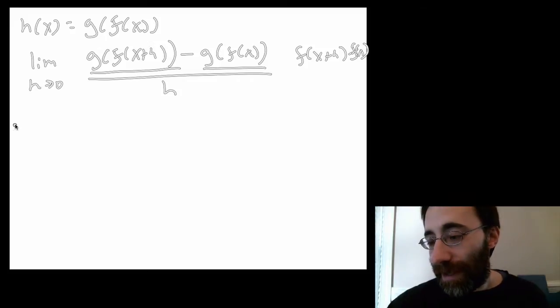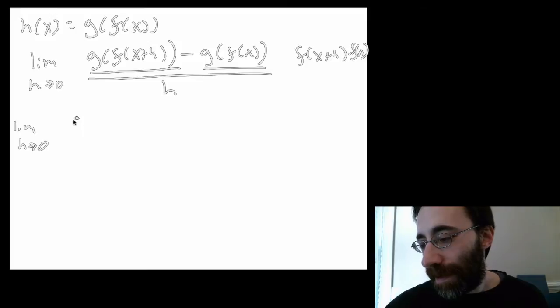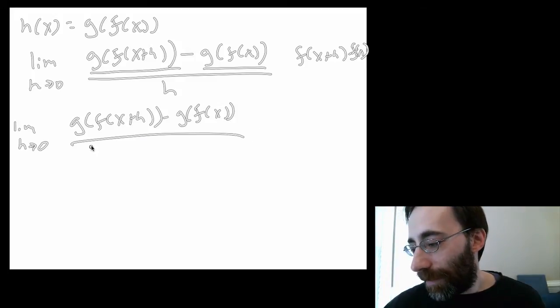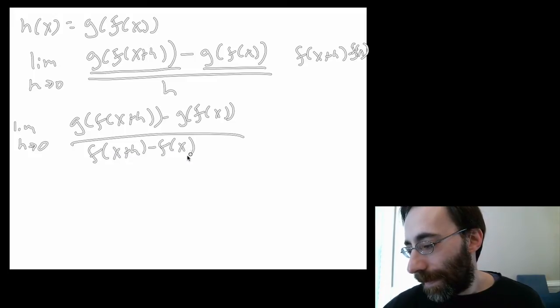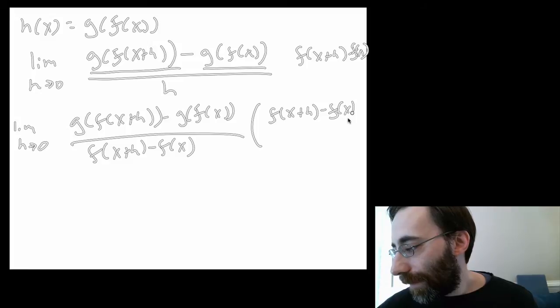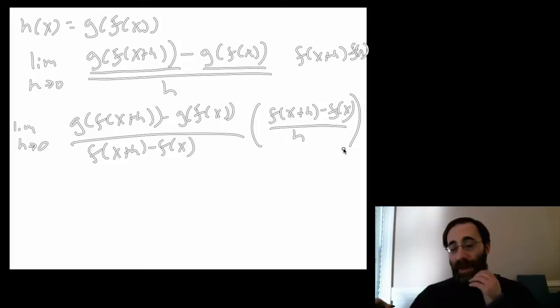So let's do that. That gets us the limit as h goes to 0 of g of f of x plus h minus g of f of x, divided by that thing we're dividing by, and then multiplied by that thing we're multiplying by, divided by h again, and that should be equivalent as long as that thing in the denominator is not 0.